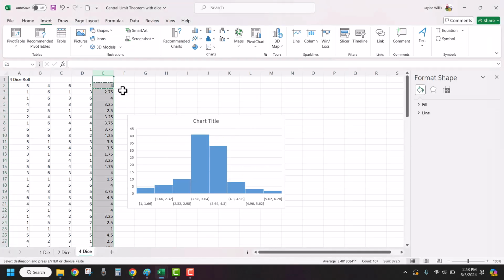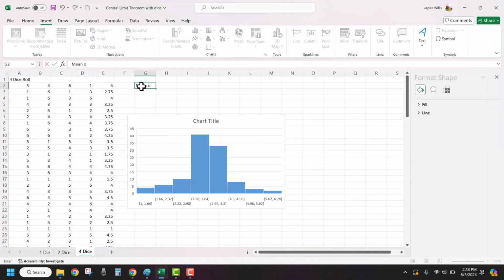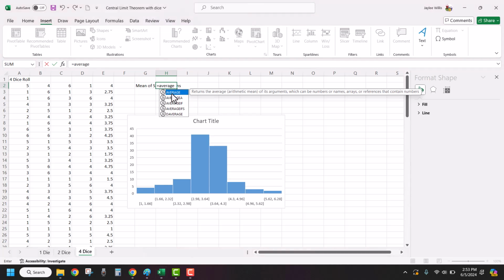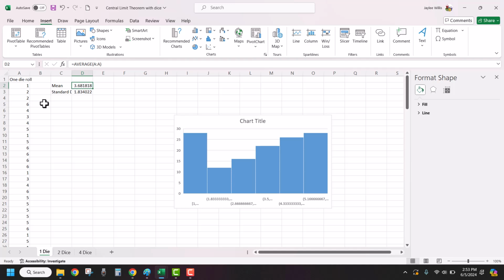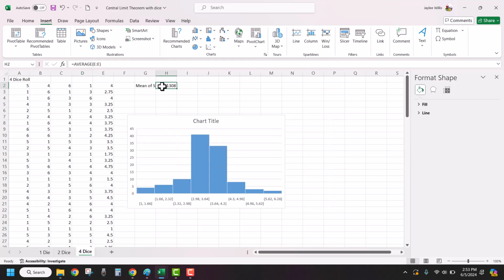So what that means is if I find the mean of sample means, so these are all of the sample means I found, and if I find the average of those, then that equals or is close to the mean that you find in the data set of just rolling a single dice. Because that mean was 3.68. This mean is 3.48, and both of those are really close to the theoretical mean of 3.5 that we would expect from rolling a dice.